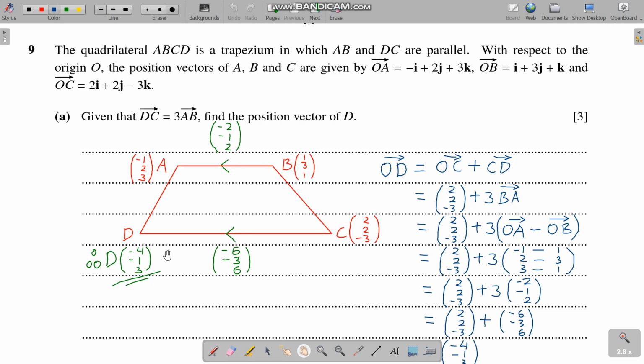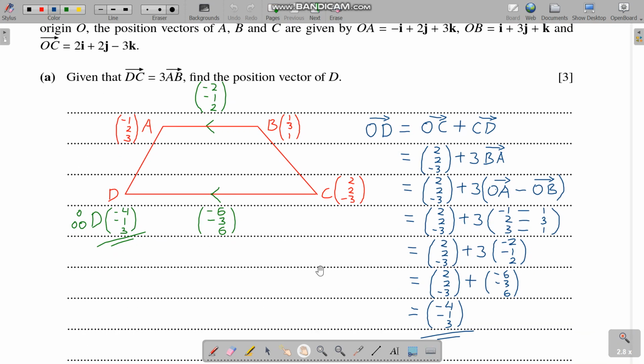Now since CD is 3 times of that, just multiply by 3: -6, -3, plus 6. Therefore, that's the process to go from C to D. So from C, 2 minus 6 we get -4, 2 minus 3 we get -1, -3 plus 6 we get 3. So that's how we find the coordinates of D.